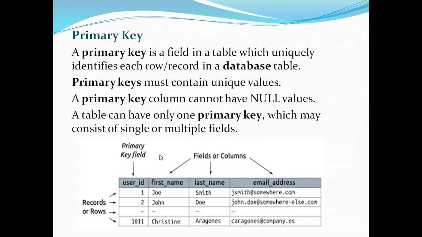Now, what actually are primary keys? So primary key, we'll see the diagram here. Primary key is actually a field. We are saying primary key is a field. Suppose user ID is a primary key. So this is a field, this is a column.